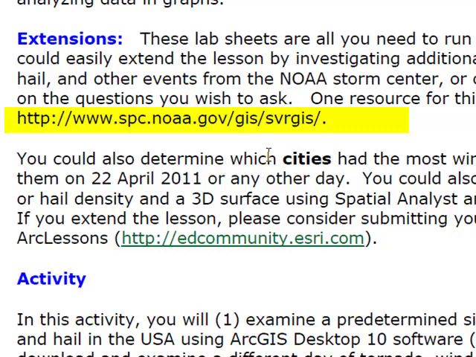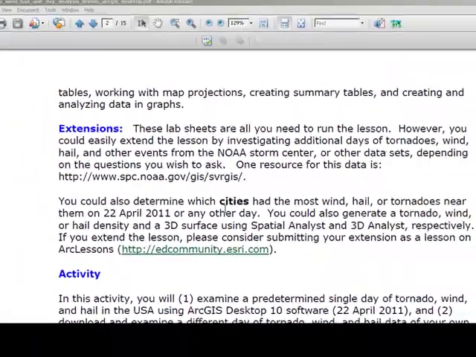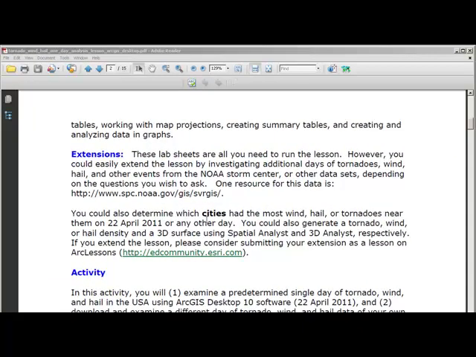You could also determine which cities had the most hail, wind, or tornadoes near them on 22 April 2011 or any other day. You could also create a tornado, wind, or hail density and a 3D surface using Spatial Analyst and 3D Analyst, respectively. If you extend the lesson, please consider submitting your extension as a lesson on ArcLessons. edcommunity.esri.com. Let's get started.